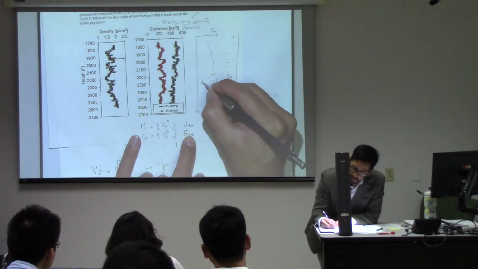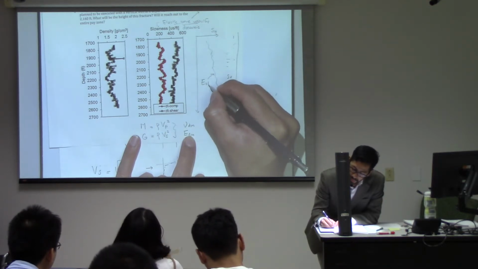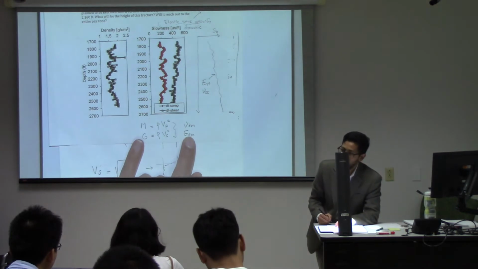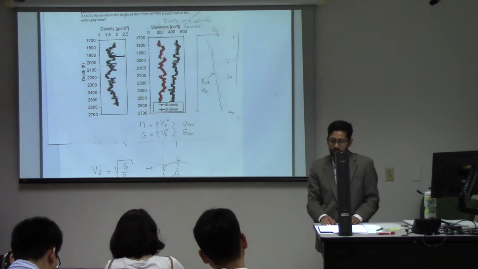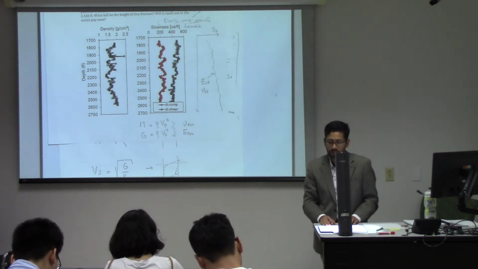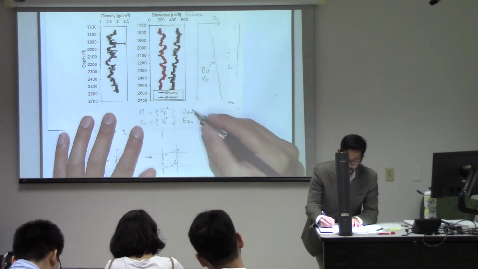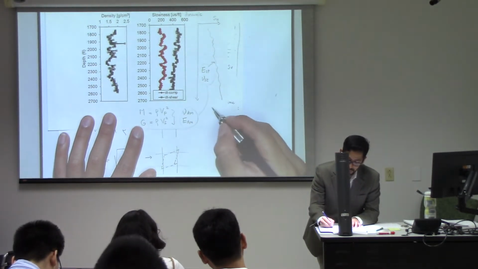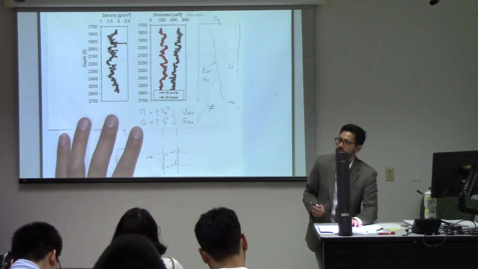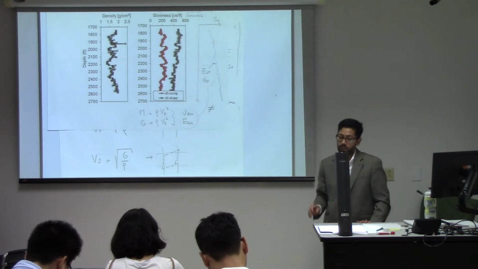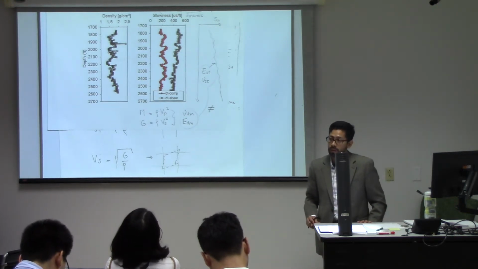You need for this what are called the static Young modulus and the static Poisson ratio, which are not the same. Okay? We're going to explain in detail later why they are not the same.